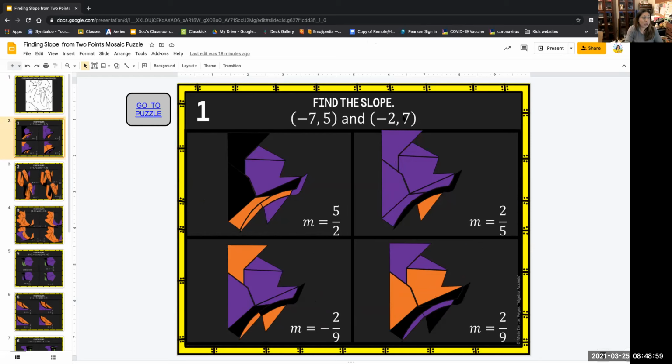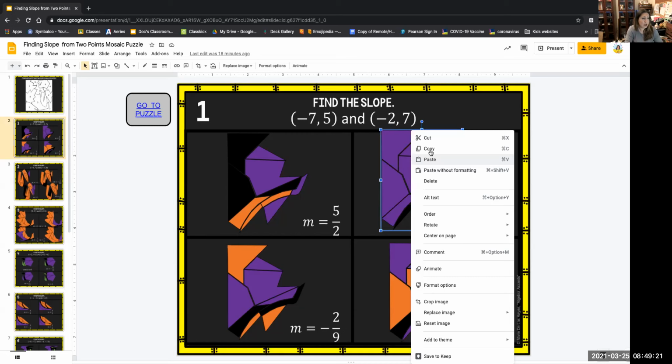You guys would take the slope, that's y2 minus y1 over x2 minus x1, that formula that we did a couple of days ago. And then I'll tell you for question number 1, it's going to be this one right here, m equals 2 over 5.